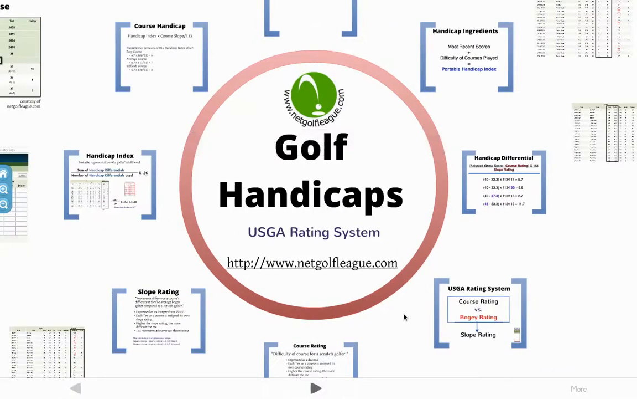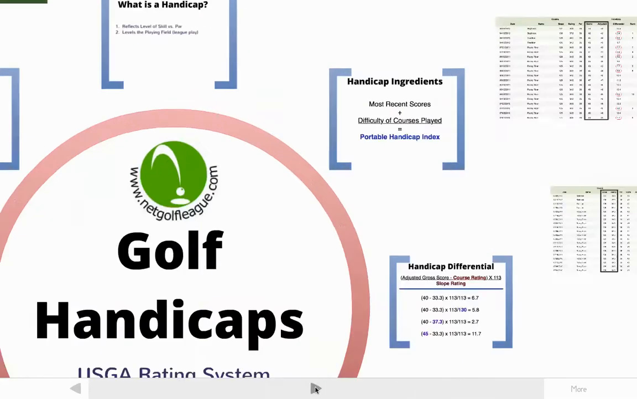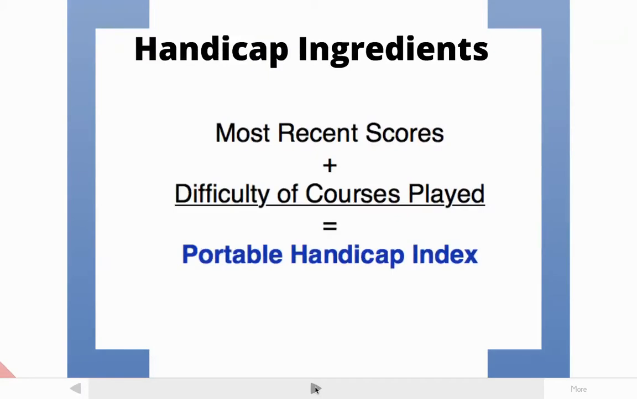Today I want to talk about the USGA rating system. When you're calculating a golf handicap, the rating system comes into effect pretty prominently. If you look at the basic ingredients of a handicap, you're taking some of your most recent rounds and adding into that calculation the difficulty of those rounds played to come up with a portable handicap index. And when you go to apply the handicap index against a particular course, you come up with a course handicap.